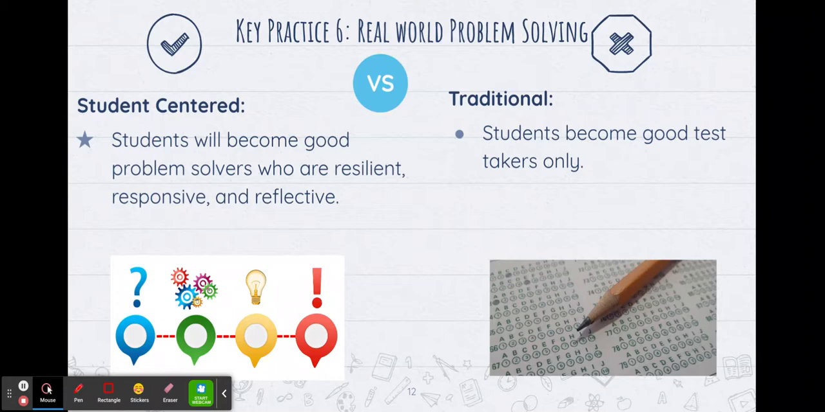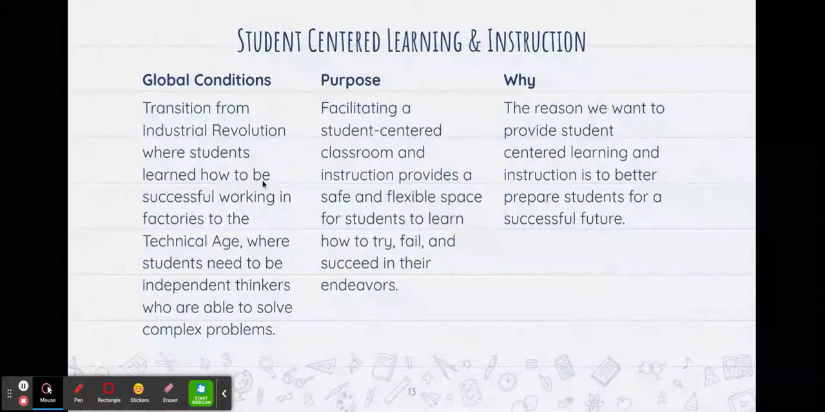In the traditional setting, students have basically become good test takers. I know that when I went to school, that's kind of what I ended up having to do, become a good test taker. If I wasn't a good test taker, then I didn't do well in school. And so what we want to do is honor all modes of learning. If you're a good test taker, that's great, but we also want you to be able to solve problems in the real world so that you are more prepared for middle school and therefore for life.